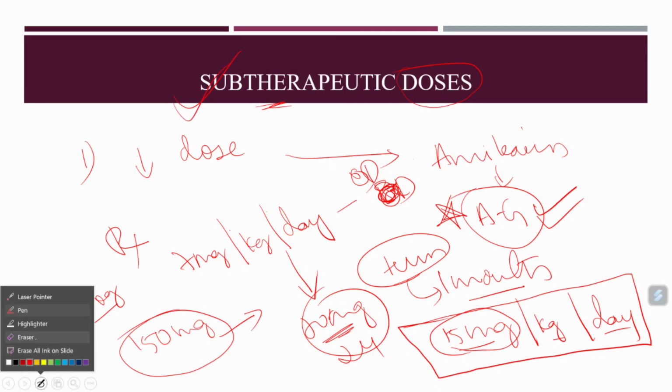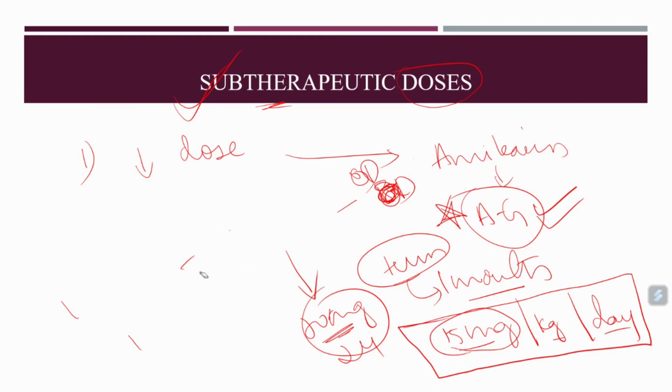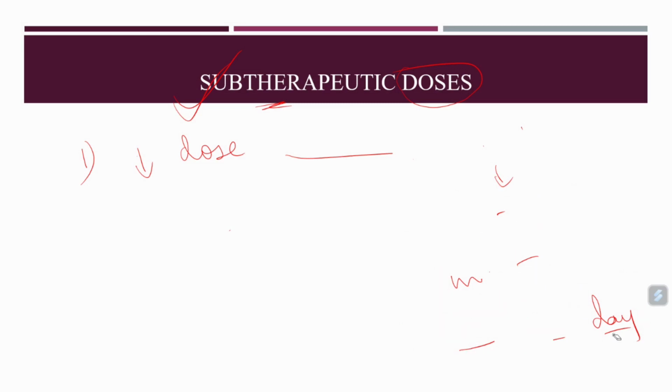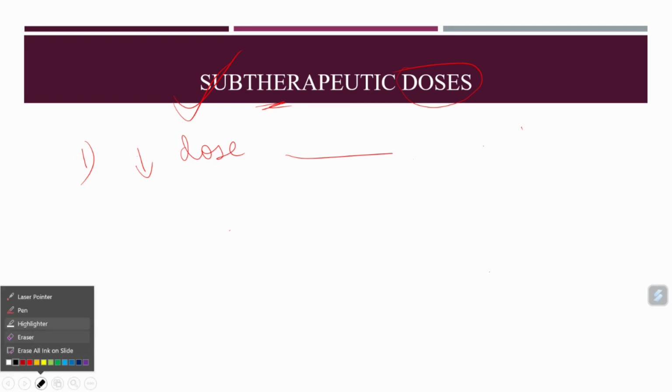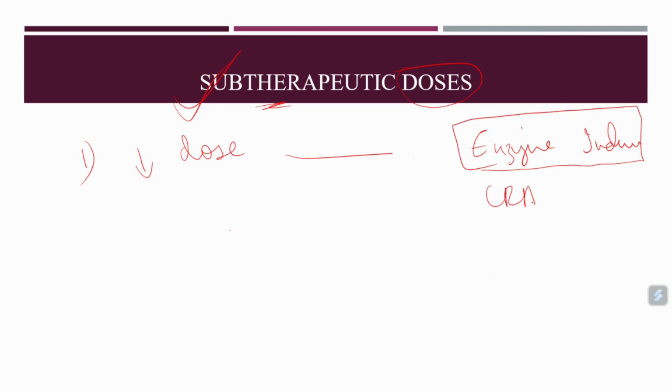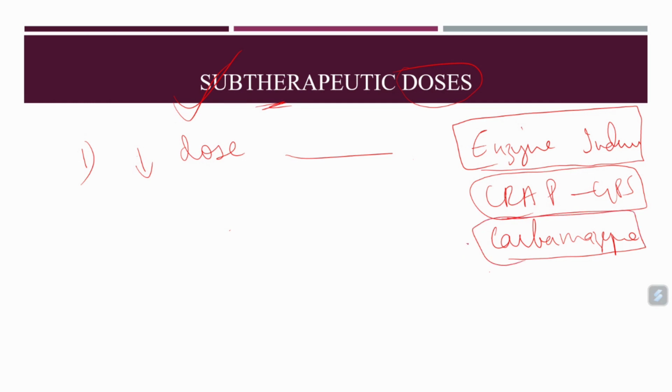So the first cause for subtherapeutic dose is directly prescribing a wrong dose or a low dose to the patient. Clear? And the second cause for subtherapeutic dose is drug interactions. We have certain drugs which are called enzyme inducers. I think you might have heard about enzyme inducers. CRAB GPS, if you follow my YouTube channel, you will find all these. CRAB GPS is the mnemonic for enzyme inducers. C means carbamazepine. Carbamazepine is a very important enzyme inducer.